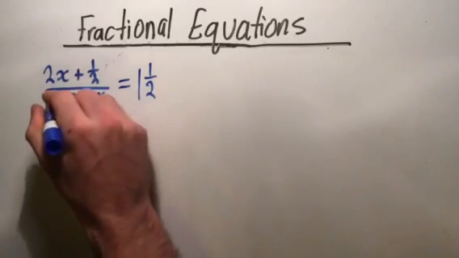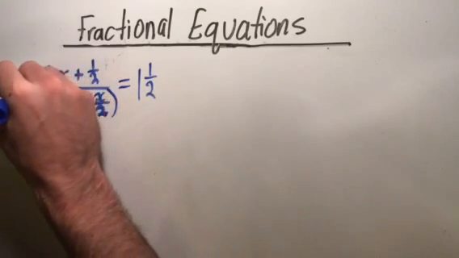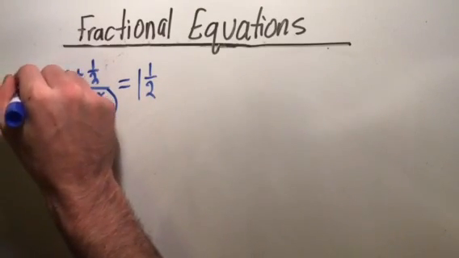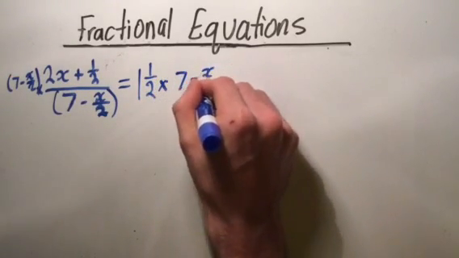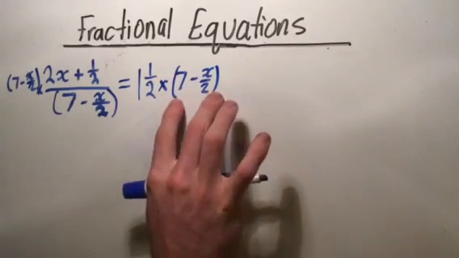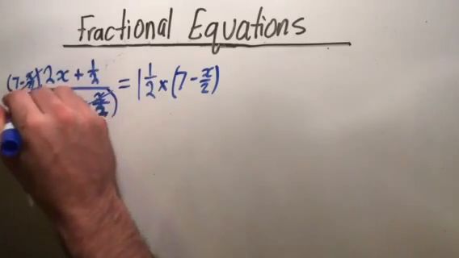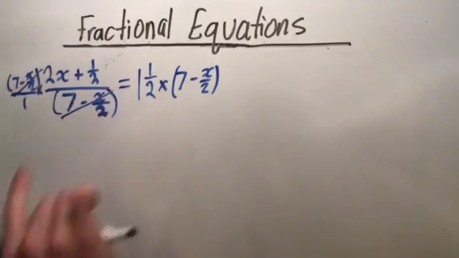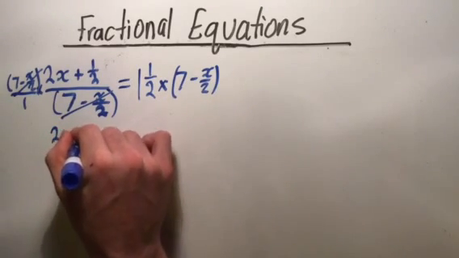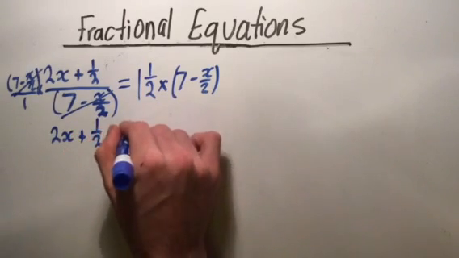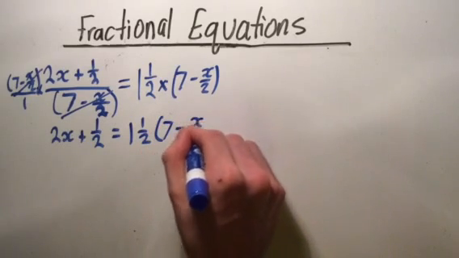Okay, so what we're going to do is times this bottom bit, and I'm going to hold it in brackets because there's two terms. We're going to times this side by 7 minus x over 2, and I'm going to times this side by 7 minus x over 2. And I'm going to keep them in brackets here because we've got two terms. What's going to happen over here is we know that these are going to cancel out because of cross-cancelling. They're diagonal, so they just cancel out. And we're going to be left with 2x plus a half equals 1.5, and I don't need to write the times here, it's invisible, 7 minus x over 2.